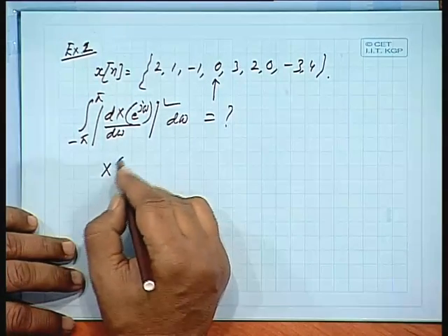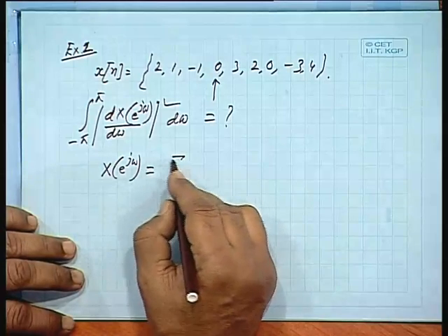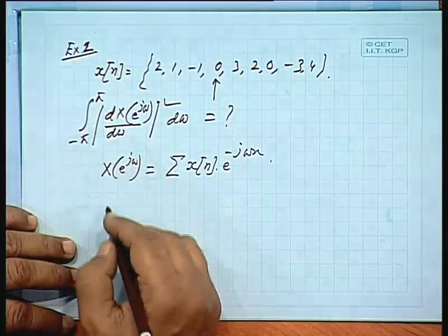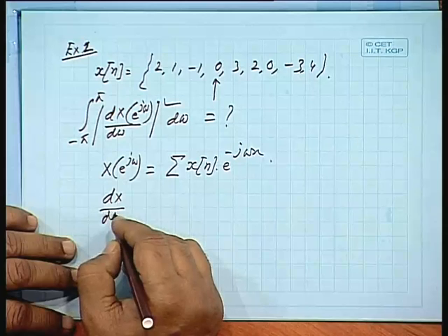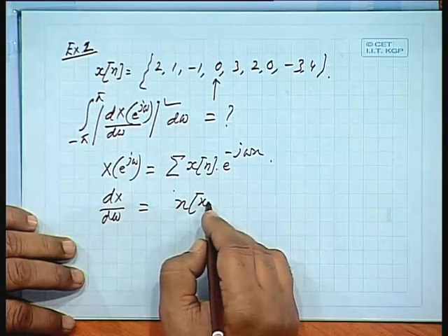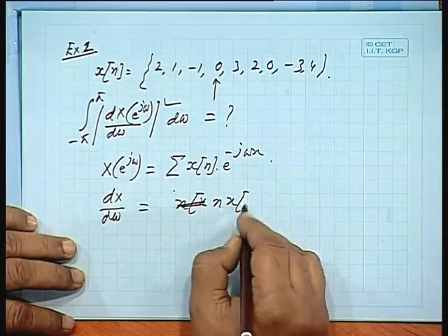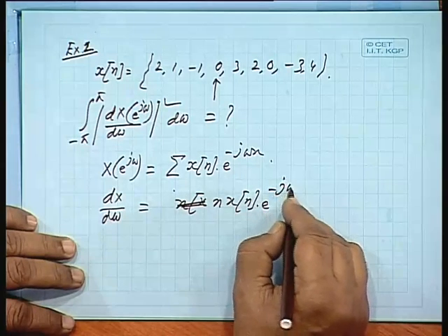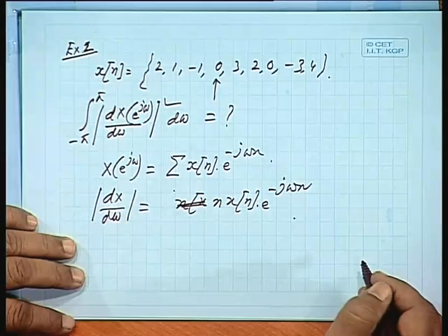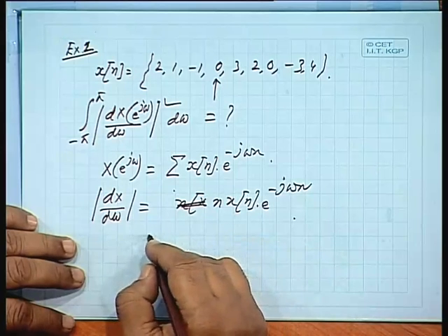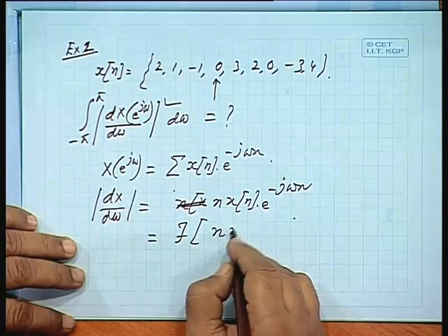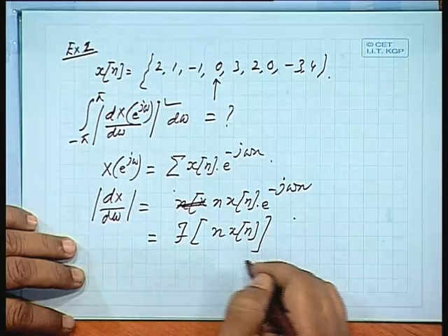Now, we know X(e^jω) is equal to sigma x n e to the power minus j omega n. So, if you take its derivative, what do you get? Sigma n x n e to the power minus j omega n, anything else? Minus j will be there. If I take its magnitude, okay. So, basically, is it not the Fourier transform of n x n, magnitude?